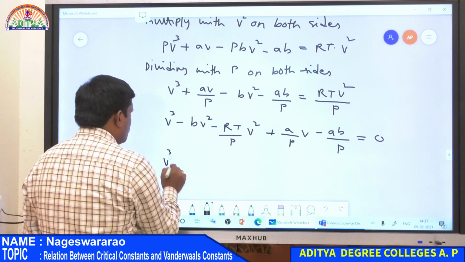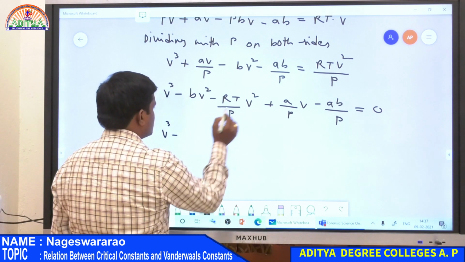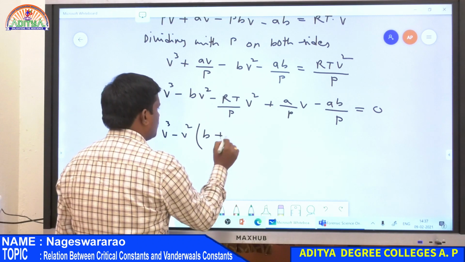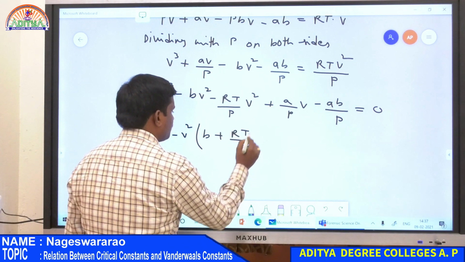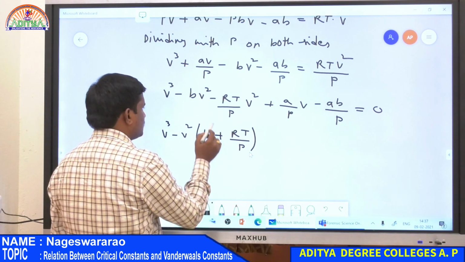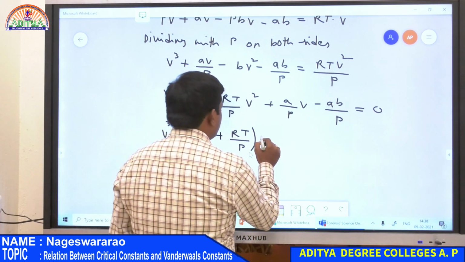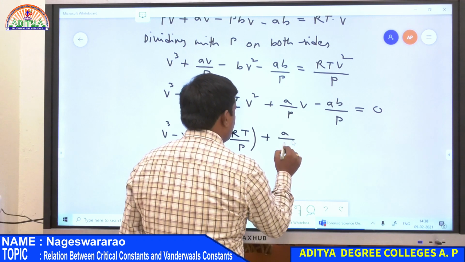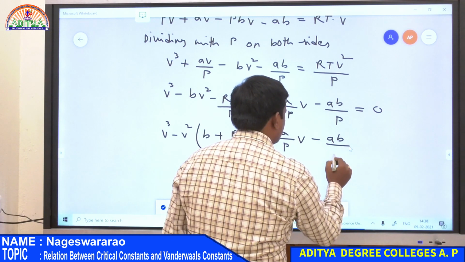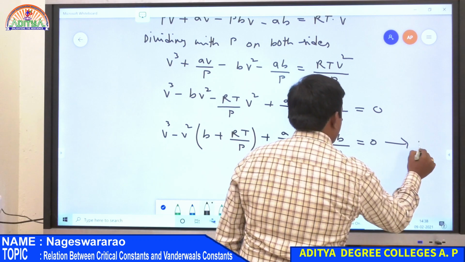Now taking V square as common, here V square and also here V square, then it becomes b plus RT divided by P. Minus into minus is plus, so this is the minus term, and minus into plus is minus, so RT by P into V square. And then the V term, so what is the V term here? a by P into V. And finally the constant term, so there is no volume. Totally this is equal to 0. This is taken as equation number 1.